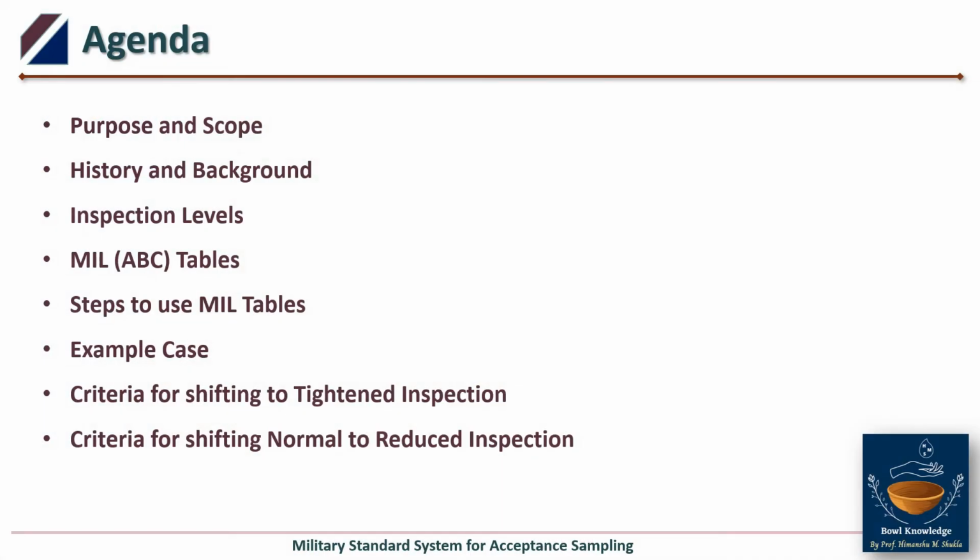Agenda for today's lecture is the purpose and scope of MIL, that is Military Standard System. Then what is its history and background? What are the inspection levels in military standard? Then we will talk about MIL tables. Then steps to use MIL tables. Then we will see the example case. Then we will see the criteria for shifting to tightened inspection. And we will see criteria for shifting normal to reduced inspection.